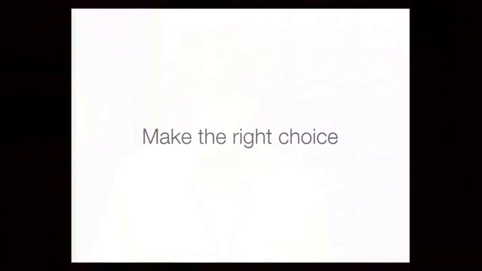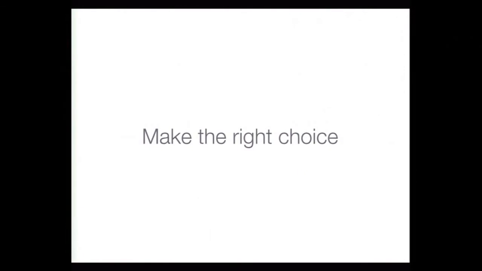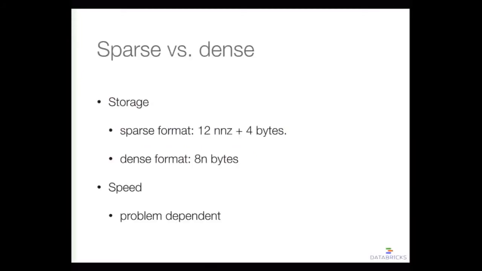So the next thing is you need to think about whether your data is dense or sparse, whether you should switch to sparse from dense or to dense from sparse. First, think about the storage. For sparse formats, we take about 12 times the number of non-zeros plus 4 bytes for the storage. And dense format is just 8 times n bytes. Basically, if the number of non-zeros is less than 2/3 of the total number of elements, then sparse format can take advantage of storage.